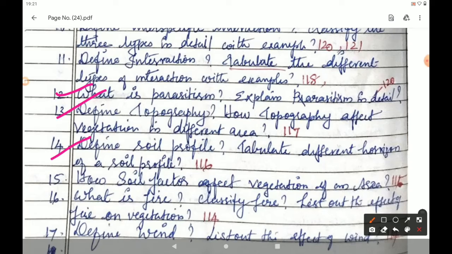The section of superimposed horizons is called the soil profile. Tabulate the different horizons of the soil profile. The answer is given above that paragraph.